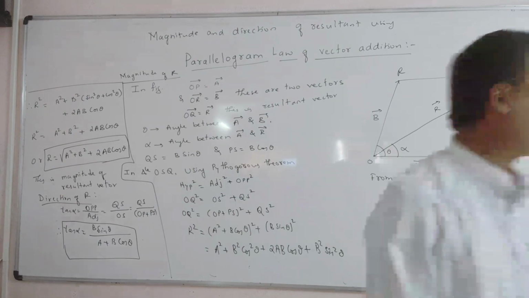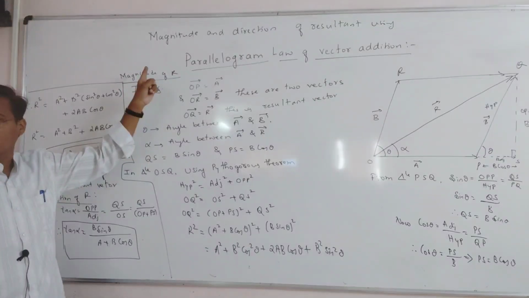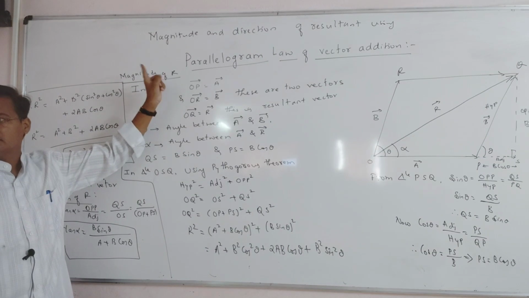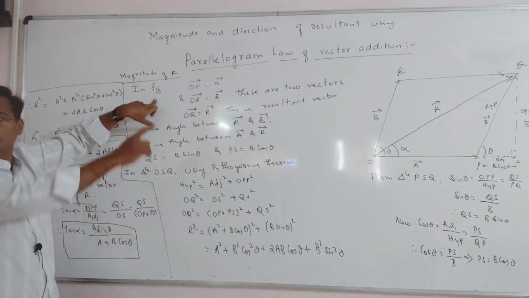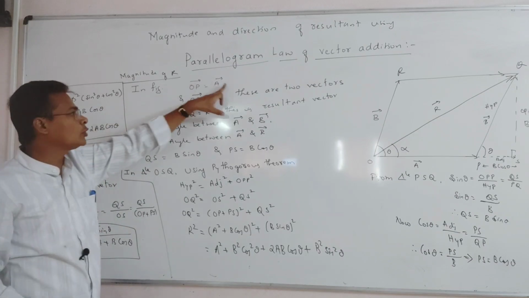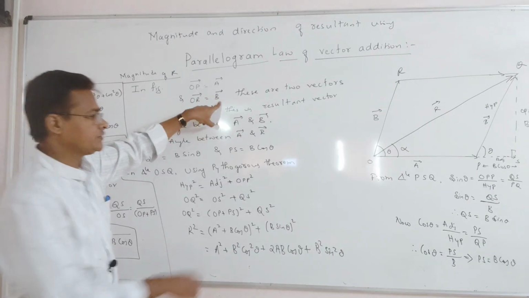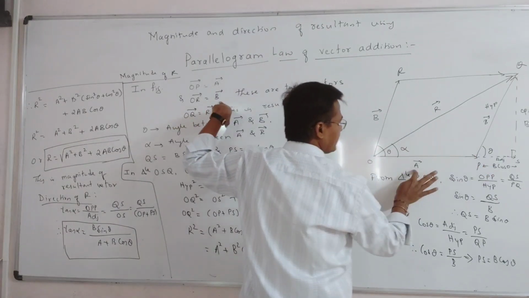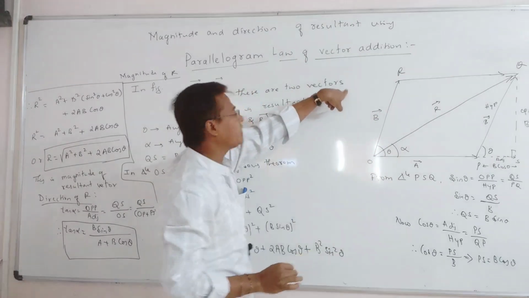Okay, once again I will repeat this one. Listen carefully. So to calculate the magnitude of the resultant vector, that is R, magnitude of R in the figure. So in the figure, what have we taken? OP vector equal to A vector. OR equal to B vector. So OP is the A vector, OR is the B vector. These are the two vectors we have taken.